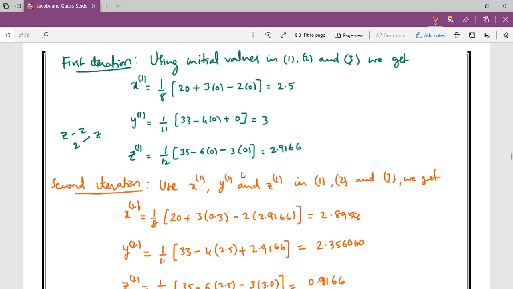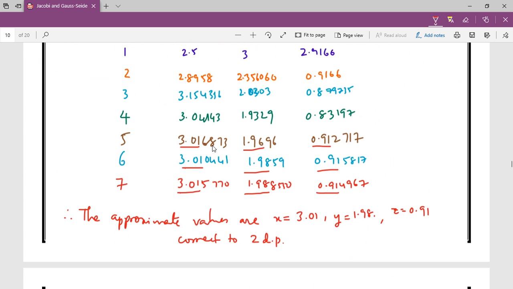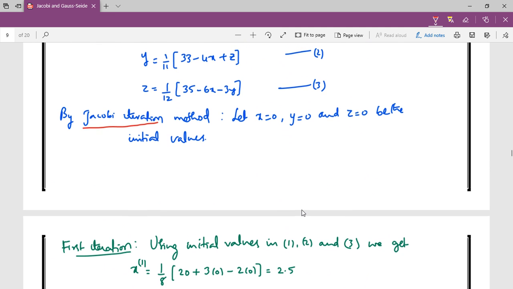But you have to calculate the first few iterations in full form for each x, y, z, and the next iterations you can tabulate, and we can see where the convergence has occurred and approximate the roots. So this is how we have solved this example by the Jacobi-iteration method. Further, we shall see how to solve the same example by the Gauss-Seidel method.